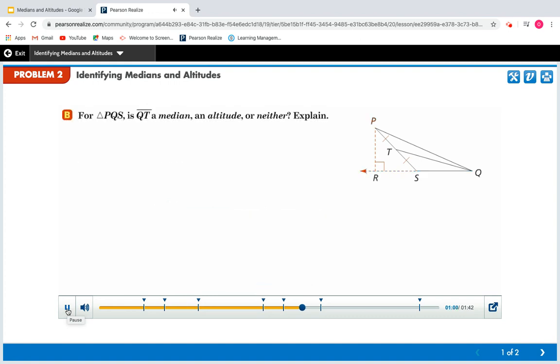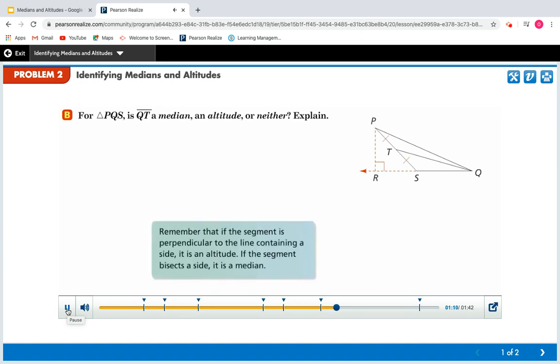Part B. For triangle PQS, is segment QT a median, an altitude, or neither? Explain. Remember that if the segment is perpendicular to the line containing a side, it is an altitude. If the segment bisects a side, it is a median.